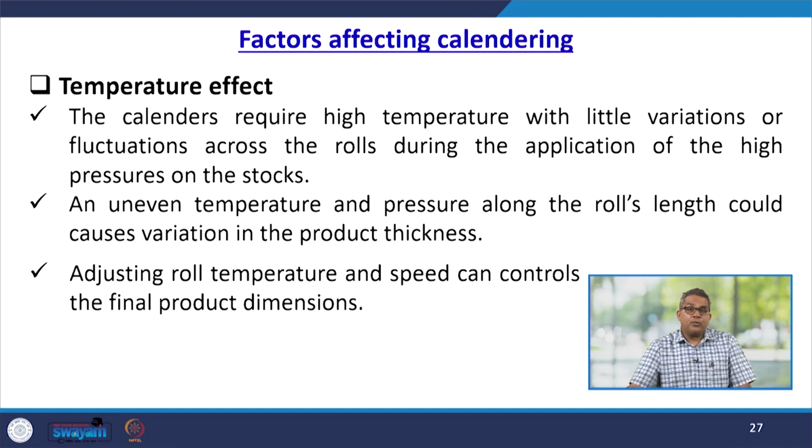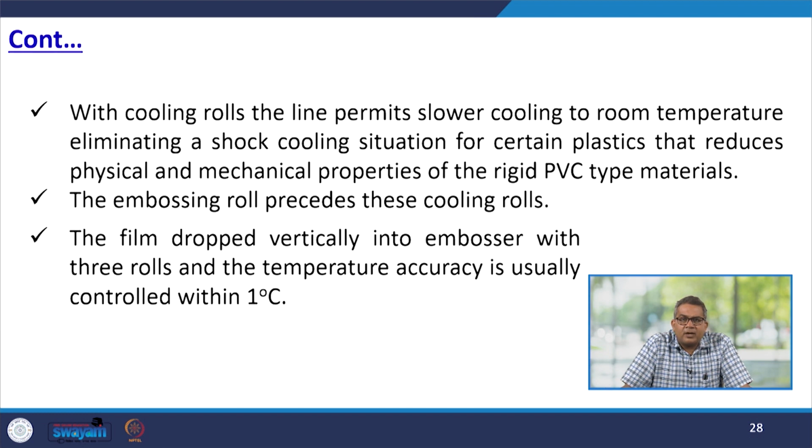Another very important effect is the temperature effect, because if you go to a higher temperature, viscosity may decrease and the proper shape of the product may not be formed. So the calendar requires high temperature with little variation or fluctuation across the roll during the application of high pressure on the stock. An uneven temperature and pressure along the roll's length could cause variation in the product thickness. So adjusting roll temperature and speed can control the final product dimension.